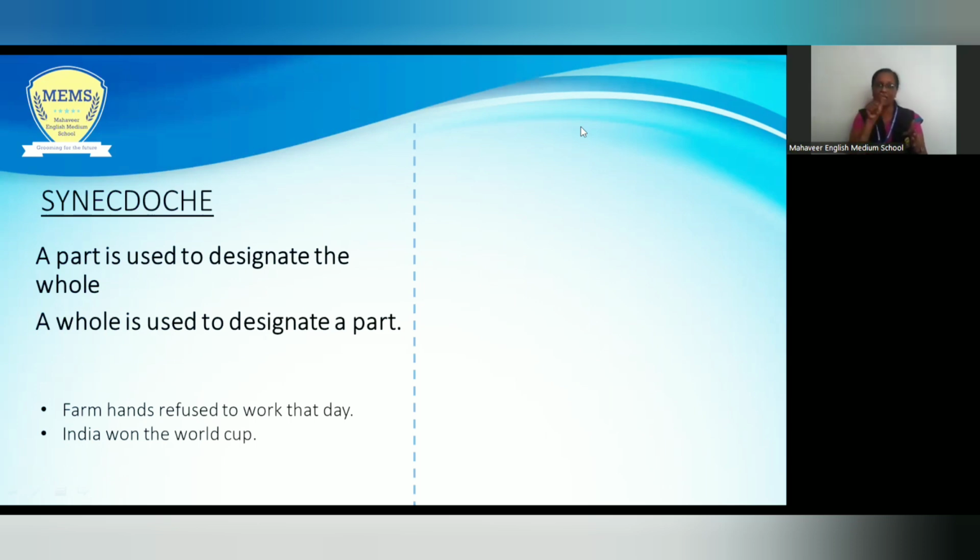When a whole is used to designate the part. India won the World Cup. India is made of so many people. When the whole is used to designate one human being, one part, that is whole for the part. That is, India won the World Cup. That is whole for the part, and that is synecdoche.